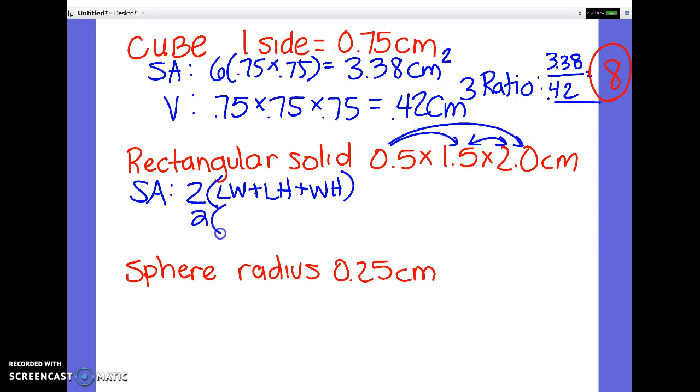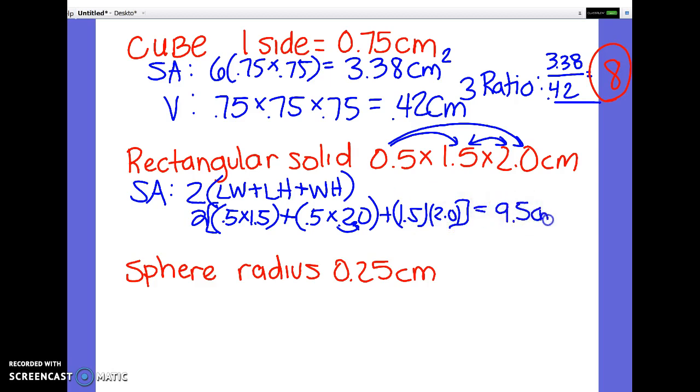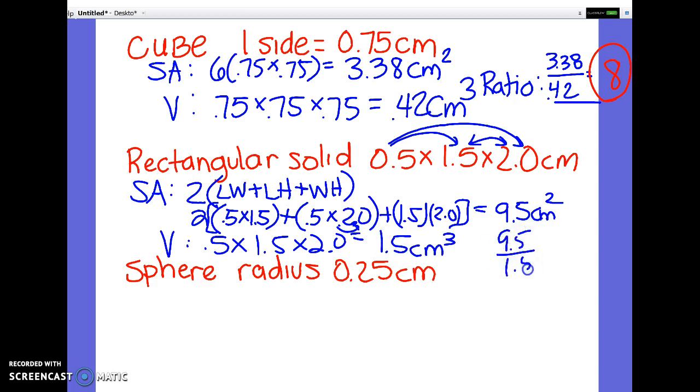So in essence, it's going to be this. 2 times 0.5 times 1.5 plus 0.5 times 2.0, plus 1.5 times 2.0, and then multiply that by 2. If you did it correctly, you should get 9.5. The volume's easy. It's just length times width times height, so that's just going to be 0.5 times 1.5 times 2.0. That comes out to 1.5. Again, centimeters cubed on that. Divide it out, 9.5 over 1.5, and you're going to get a ratio of about 6.3.